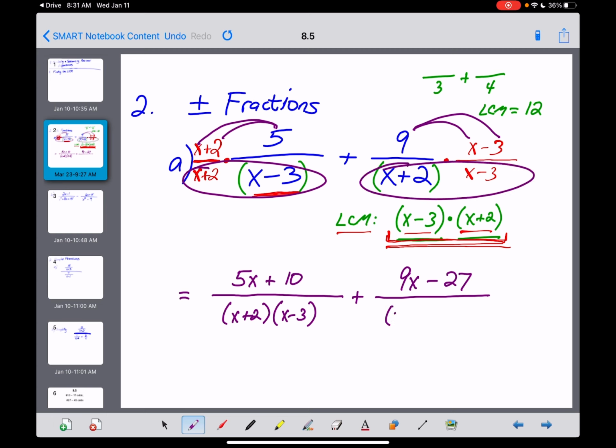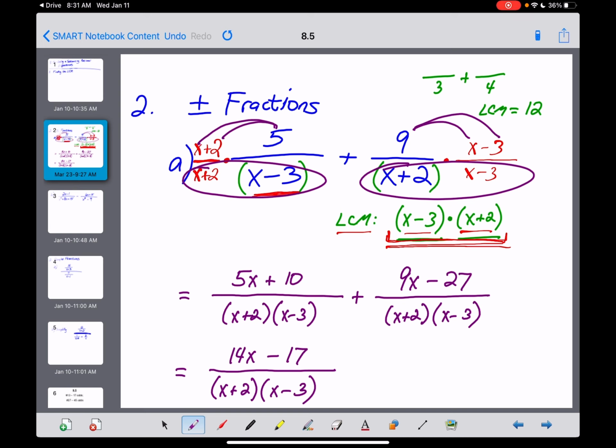So that one is going to be just an x plus 2 in parentheses times an x minus 3 in parentheses. And now we have the common denominator that we needed. Let's go ahead and add those numerators together. The 5x plus the 9x is going to give us a 14x. And then a plus 10 and a minus 27 is a minus 17, and the denominator stays the same: x plus 2 times x minus 3.